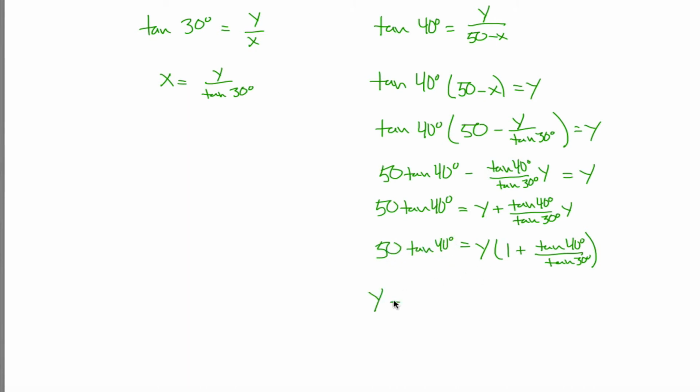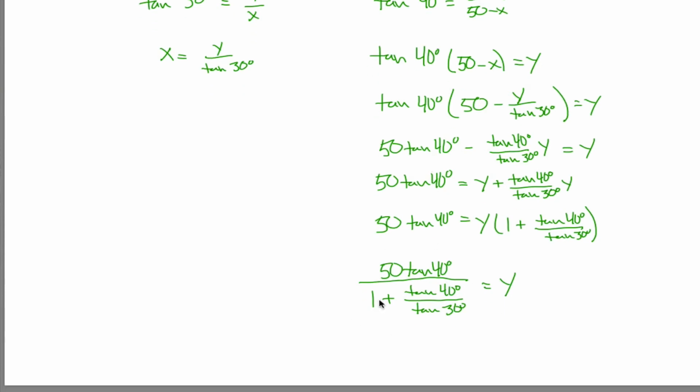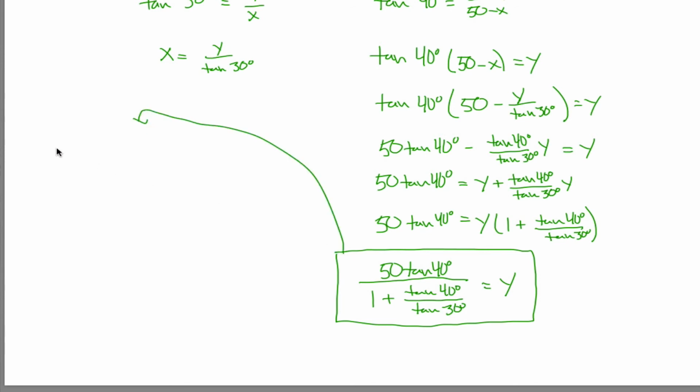So finally, to get the y all by itself, I'll divide by all this stuff. So 50 tangent of 40 degrees divided by 1 plus the tangent of 40 degrees divided by the tangent of 30 degrees equals y. This is a perfectly fine answer right here. You can leave it just like that. Maybe I'll put a box around this to indicate that I'm perfectly good with this answer. However, you can simplify this. You can write this in other ways if you want.